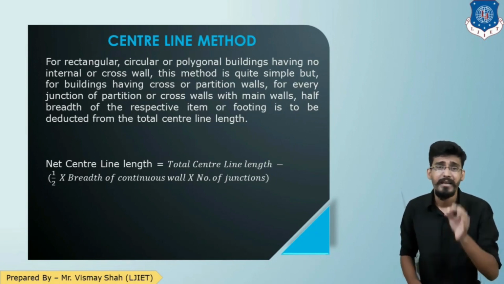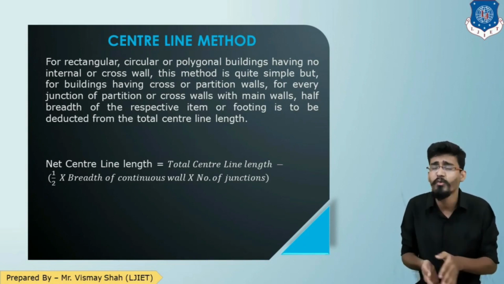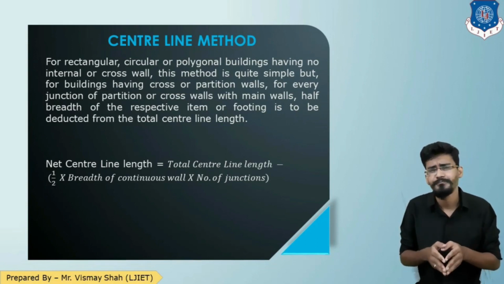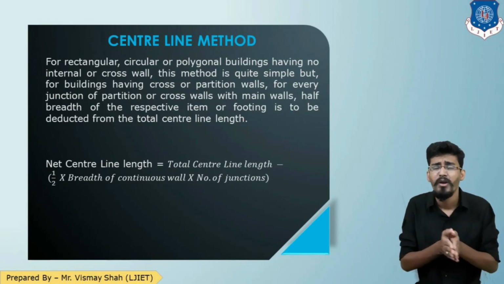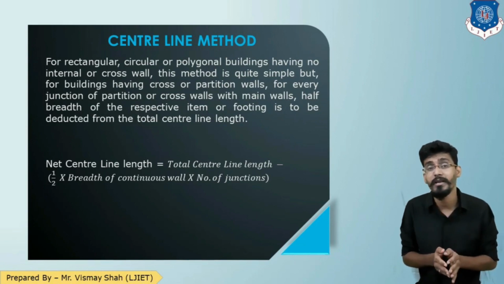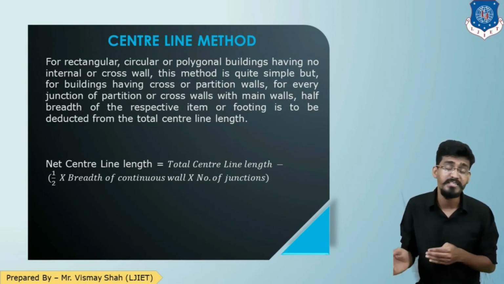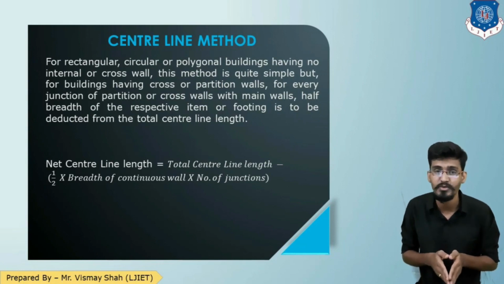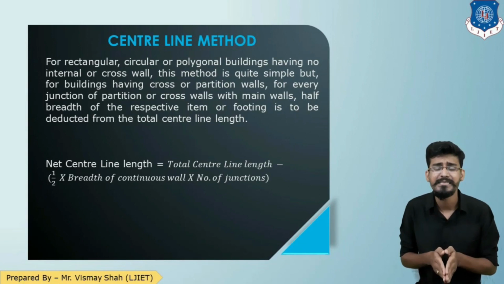I am repeating again that if your building has no cross wall or partition wall, this method is quite simple. But when your building has a cross wall, you need to deduct half the breadth of the respective item or footing per junction. Mind well, for every junction you need to deduct the half breadth. So in such cases you have to calculate the net centerline length, which is formulated as: net centerline length equals total centerline length minus half into breadth of continuous wall into number of junctions.